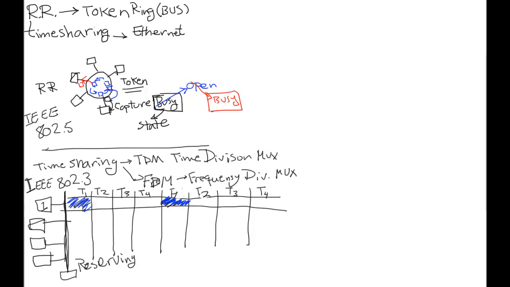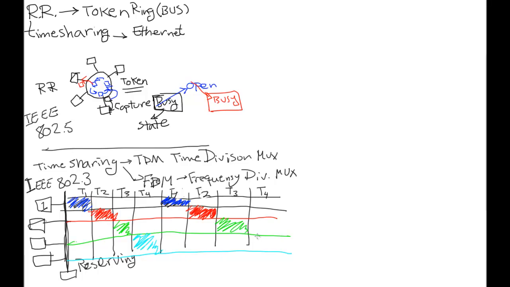Device number 2 will only be able to send its packets and information over the T sub 2 allocated times for it. And if it doesn't have information or packets to transmit, it's basically not going to utilize the network at that point. Then device 3 is going to utilize the T sub 3s, and device 4 will be able to utilize its own time allocated spans.